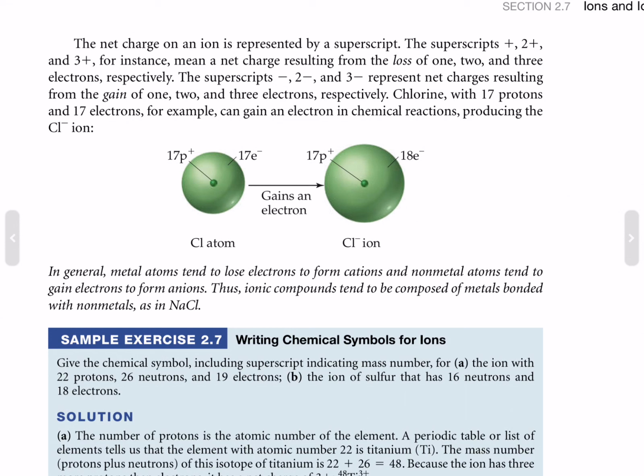the chloride ion. In general, metal atoms tend to lose electrons to form cations, and nonmetal atoms tend to gain electrons to form anions. Thus, ionic compounds tend to be composed of metals bonded with nonmetals, such as sodium chloride.